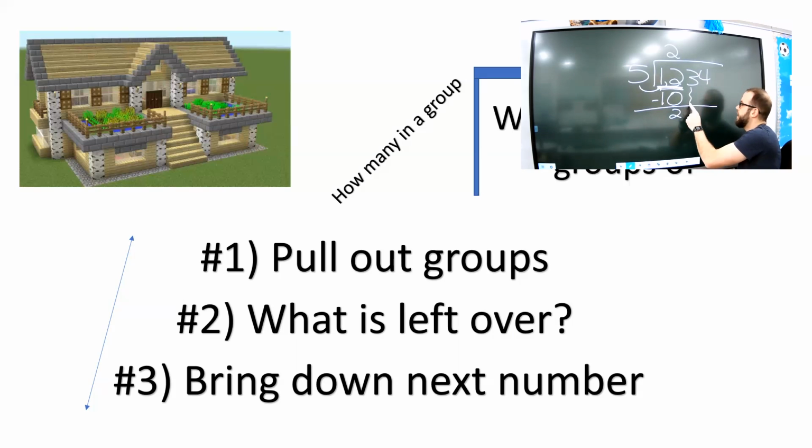Now you bring down the next digit. The next digit is 3. So now you take your 5 and you say, how many 5s are in 23? 5, 10, 15, 20, 25. 5, 10, 15, 20. There's 4 groups. And you always want to put it, whatever you're taking it out of, you want to put that number right on top of it. Okay, that's important because you're lining up your place values.